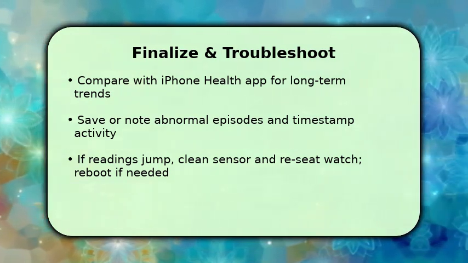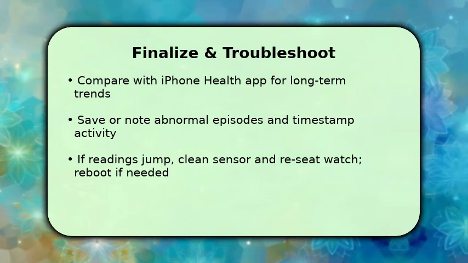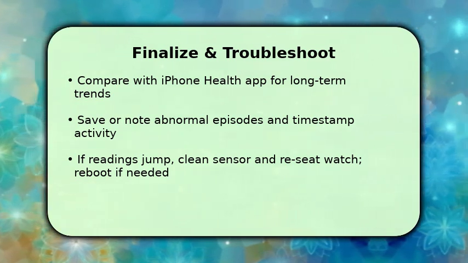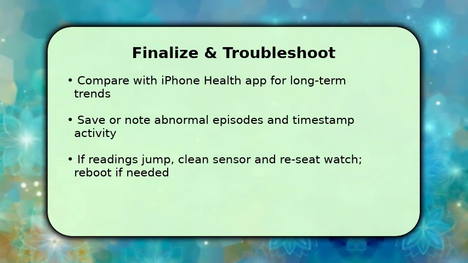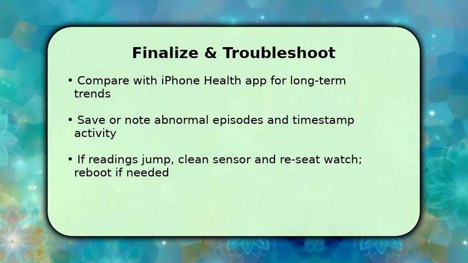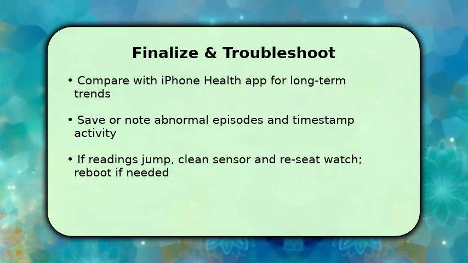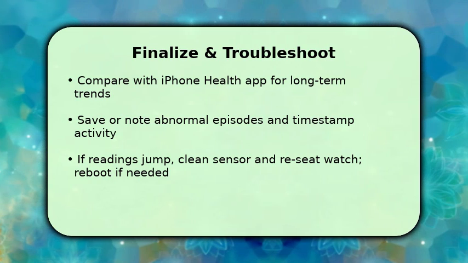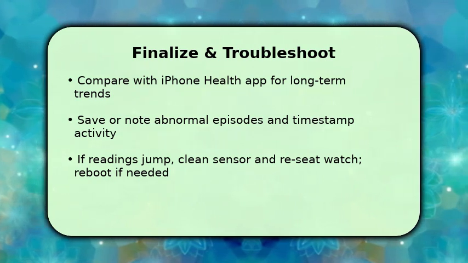When you spot an abnormal episode, note the time, what you were doing, and any symptoms to share with a clinician if needed. If the graph shows inconsistent jumps, make sure the sensor is clean and the watch sits correctly. If problems persist, restart the watch and remeasure to confirm reliability.